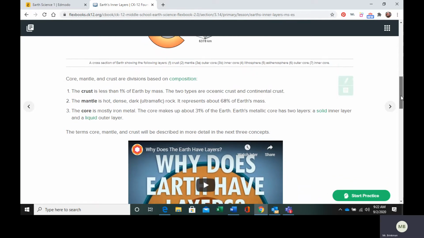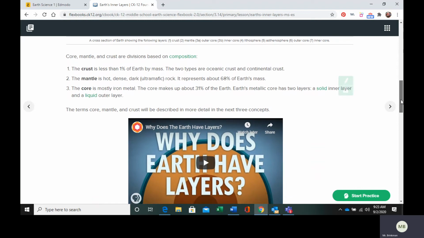Next, you get to the mantle. The mantle is like the inner fleshy part of the apple. It represents about 68% of Earth's mass, so it is most of the Earth, and the fleshy part of the apple is most of the apple. The mantle is going to be very hot. It's going to be very dense, which means it's very heavy for the amount of volume. And then it's also going to be dark, or what we call ultramafic rock.